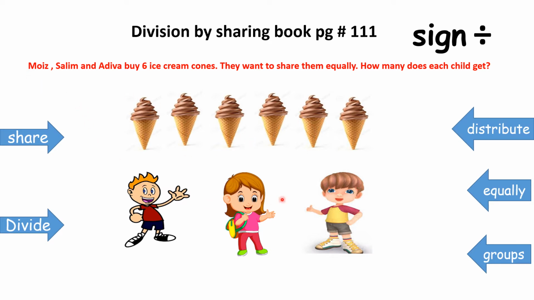There are three children. Their names are Moez, Salim and Adiba, and they want to buy ice creams. Let's see how we will distribute equally among these three children. Moez, Salim and Adiba buy 6 ice cream cones. They want to share them equally. How many does each child get? I will explain on the next slide.